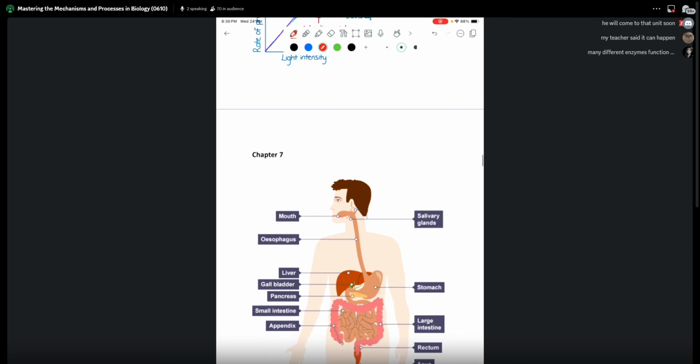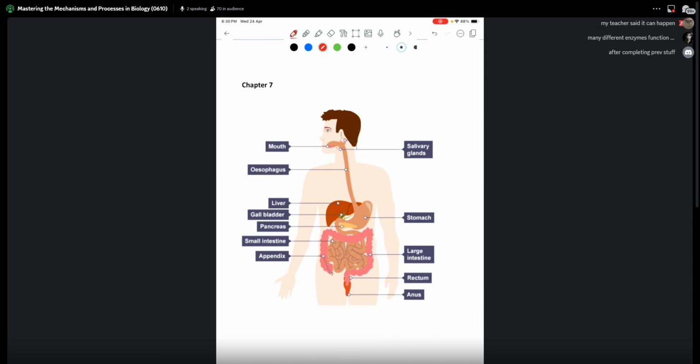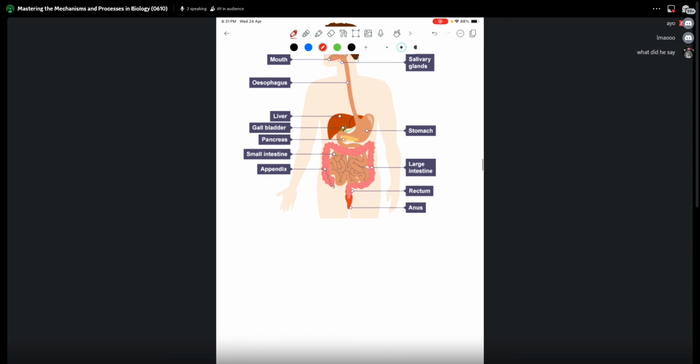Okay, all right. Now let's move on to chapter 7, which is human nutrition. Previously we talked about plants, and now we will talk about human nutrition. All right. So what are the key things you have to know? There are so many things that happen in human nutrition. It all begins with ingestion. So I always take ingestion as taking substance into the beginning of our body, which is the mouth.